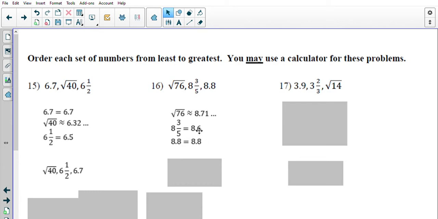My smallest is my 8.6, my 8 3/5, followed by the square root of 76 at 8.71, a little bit larger. And then finally my largest is 8.8.